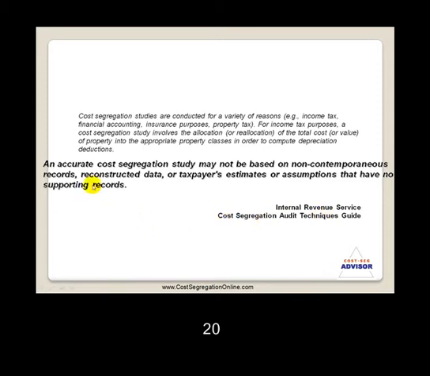But basically, it just says an accurate cost segregation study cannot be based on contemporaneous records, reconstructed data, taxpayers' estimates or assumptions. It has to have supporting records. And that's really the crux of the way we approach our studies: a lot of supporting documentation. We have to support the decisions that we make in terms of what items are going to be reclassified and why.